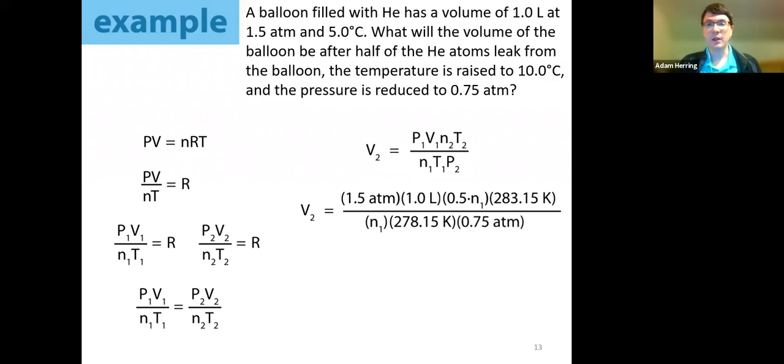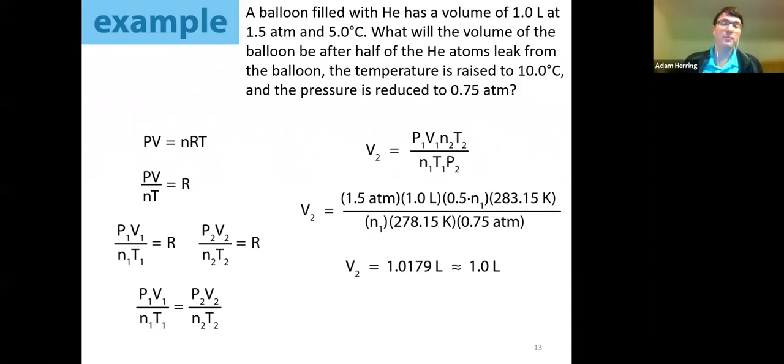What we see here is that our units of atmospheres cancel out, our units of moles cancel out, and our units of Kelvin cancel out. And we're left with approximately 1 liter worth of volume. Now, why did this happen? Because didn't we change our different variables?